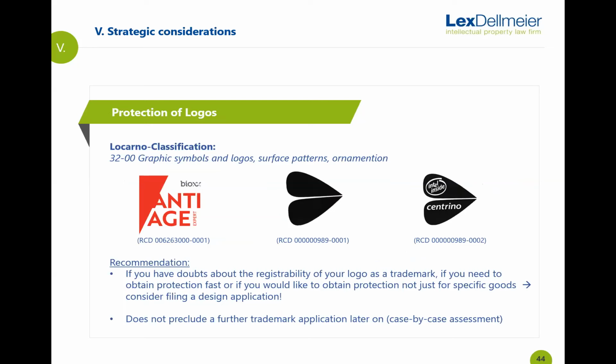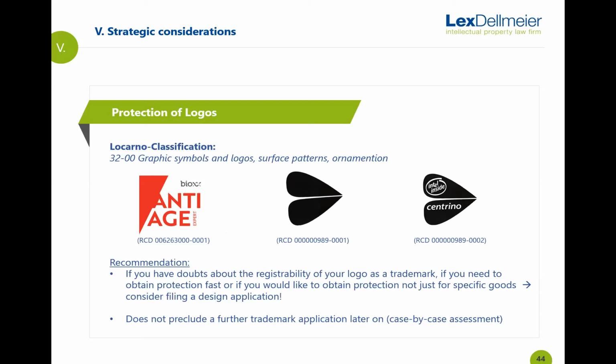Design law also protects logos. Locarno Classification class 32 covers graphic symbols and logos, surface patterns, and ornamentation. And we see 3 different examples here. Alex, would you like to explain them?